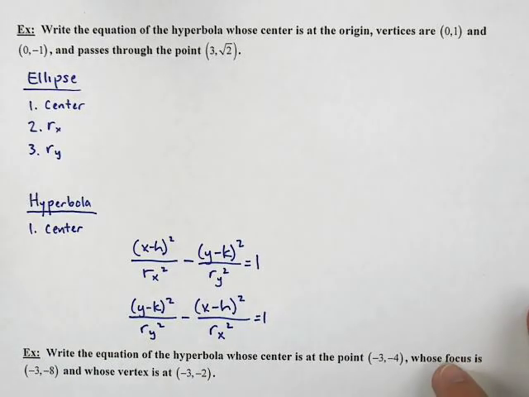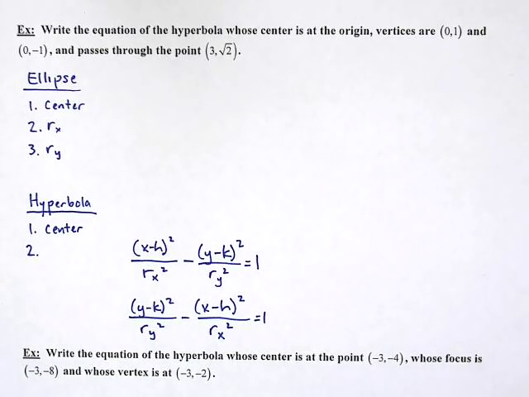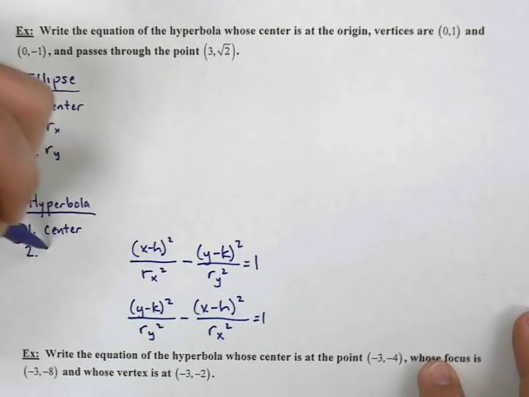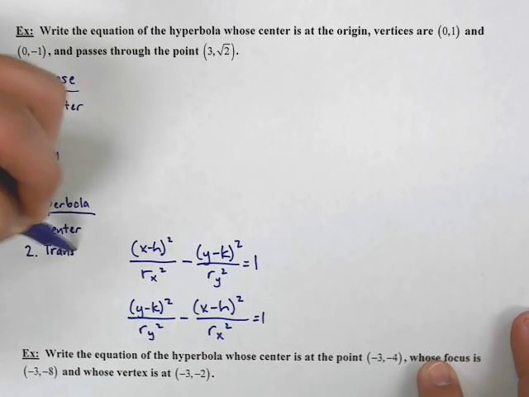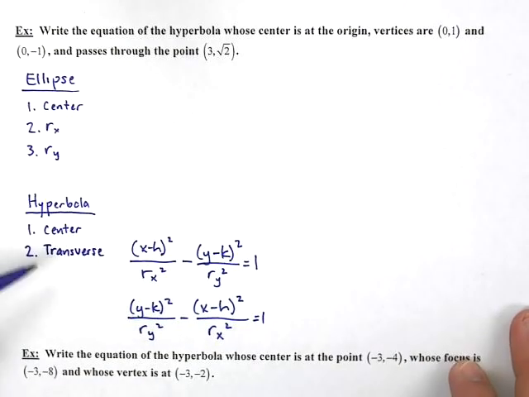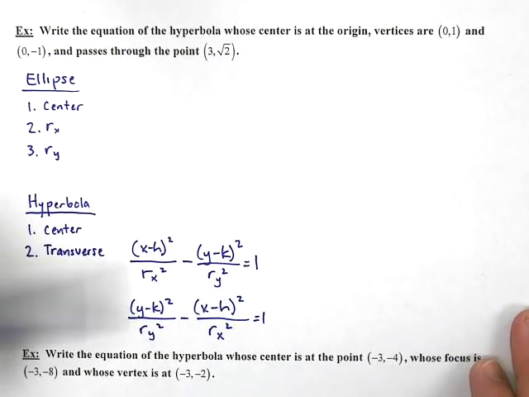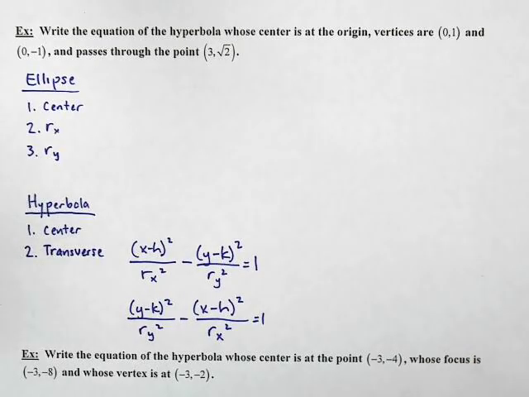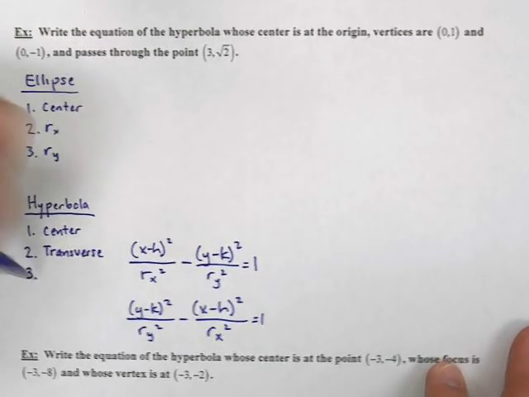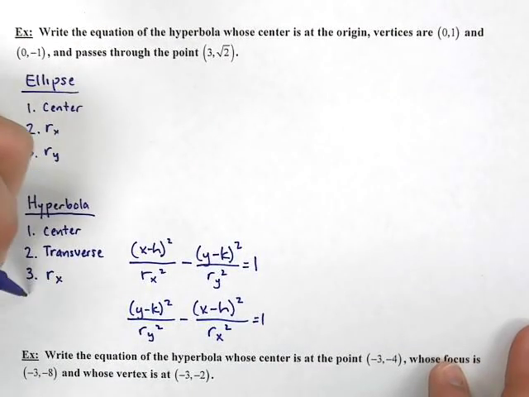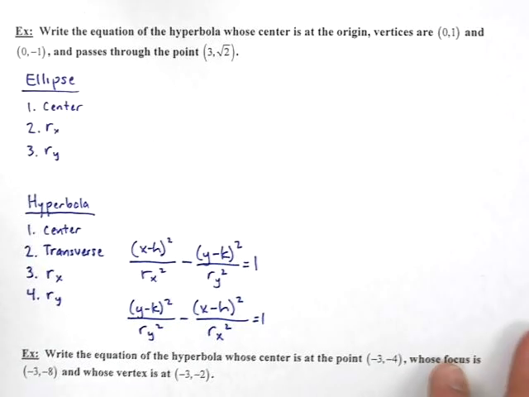So that actually gives me a hint about the second thing I need. I need to know what the transverse axis is. I need to know the transverse axis. Why do I need that? Well, because once I know the transverse axis, I know which one of these I'm going to use. After that, guys, it's kind of the same. We need r sub x, and we need r sub y.